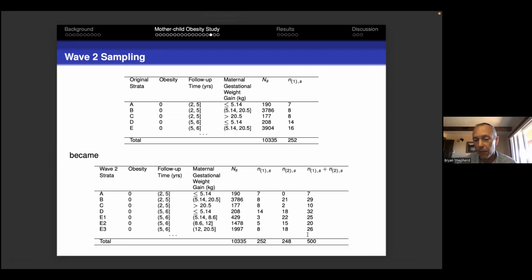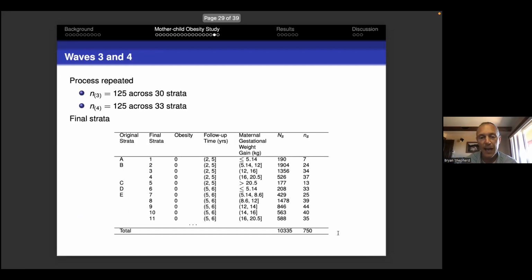So after the second wave, we'd validated 500 records, and we repeated the process. And we had a third wave of sampling where we allocated 125, and then we did a fourth wave with 125.